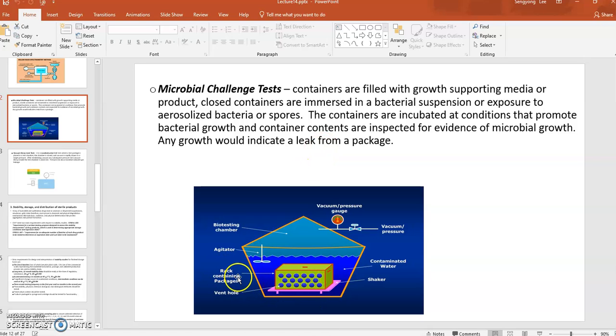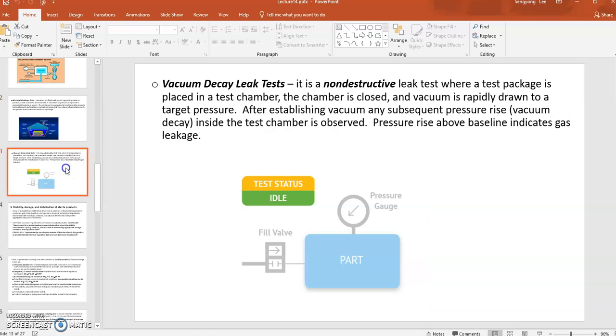So the rack contains packages, vent holes and shakers, nicely shaken up, and outside it has contaminated water that has some bacterial cells inside. So if the cells can go into your packaging material, your package integrity will be shown to be contaminated or not. That's how this testing will measure the leakage or damage on your packaging material.